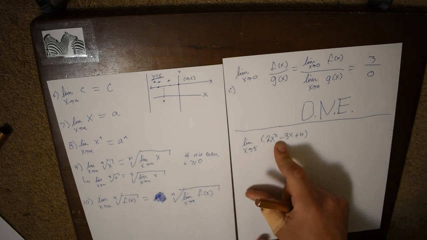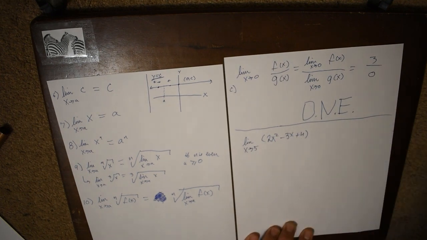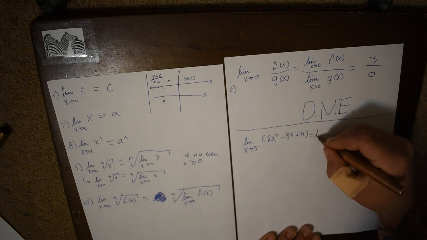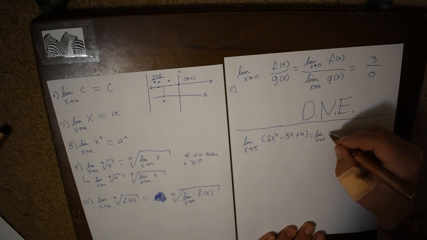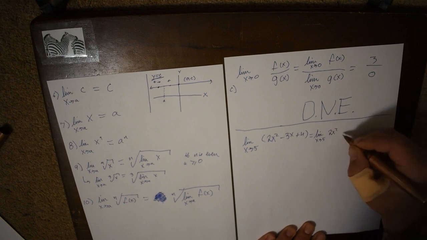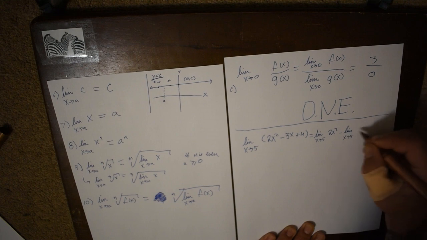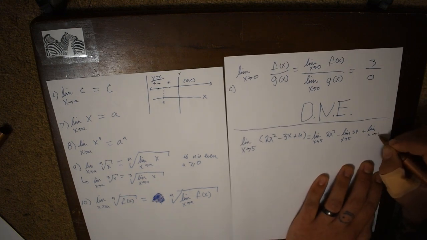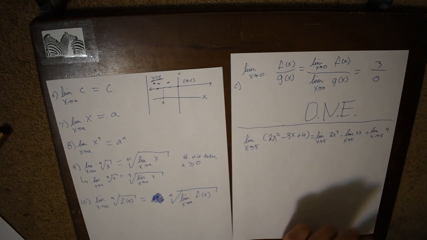So using our limit laws, let's break this up at addition and subtraction first. This is going to be equal to the limit as x goes to 5 of 2x squared, minus the limit as x goes to 5 of 3x, plus the limit as x goes to 5 of 4.